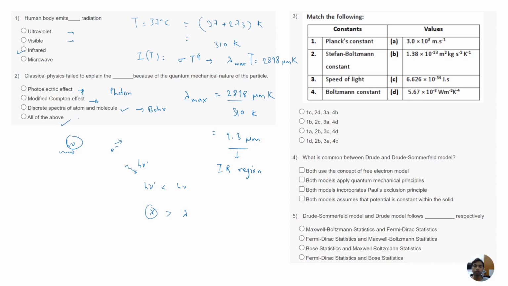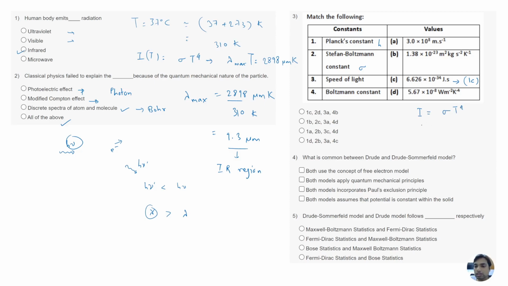So match the following. So what is Planck's constant? Planck's constant is h, and it has a value of 6.626 into 10 to the power minus 34. So 1 is C. Stefan-Boltzmann constant: either you remember the value, or you can remember the unit. For example, this Stefan-Boltzmann constant has a value of 5.67 into 10 to the power minus 8. But in case you don't remember this value, intensity is sigma T to the power 4.